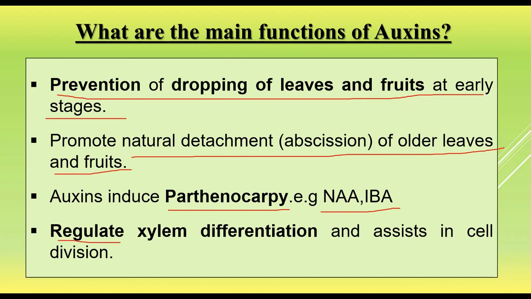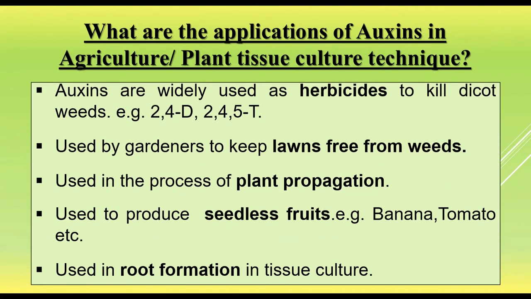Auxin also helps to regulate xylem differentiation. Auxins are widely used as herbicides to kill dicotyledonous weeds in the garden or in the lawn. In the lawn, grasses are grown. Grasses are not affected by auxin, but the dicotyledonous, broad-leaved, unwanted weeds are killed by a high concentration of auxin like 2,4-D, 2,4,5-T, etc.